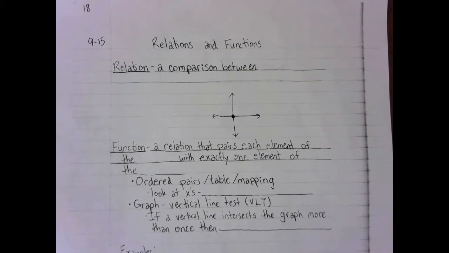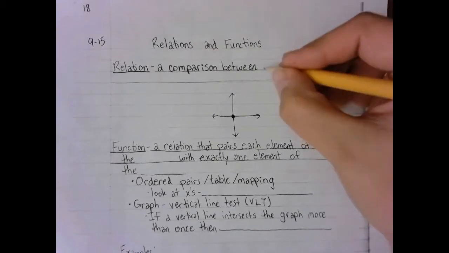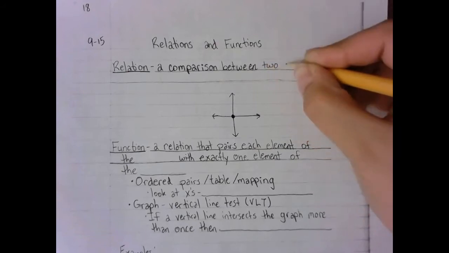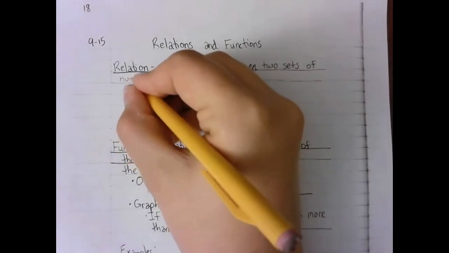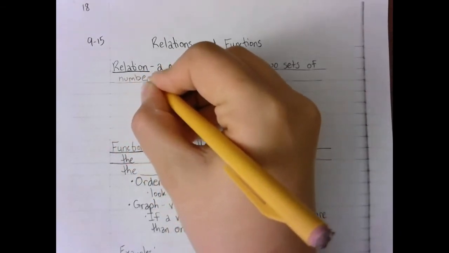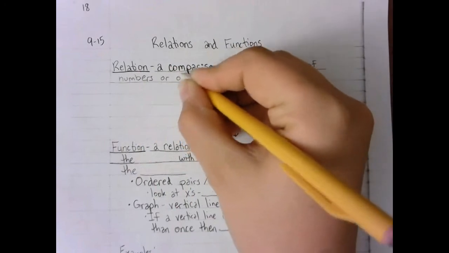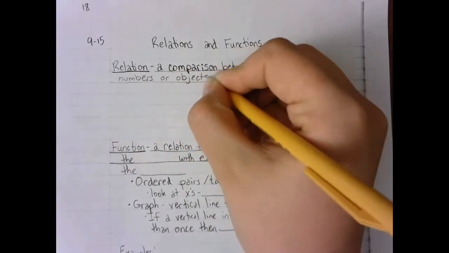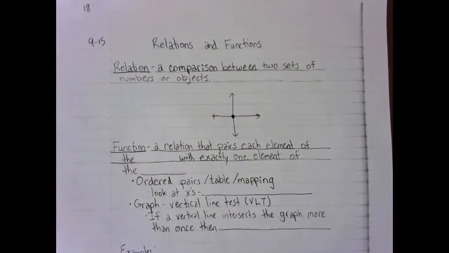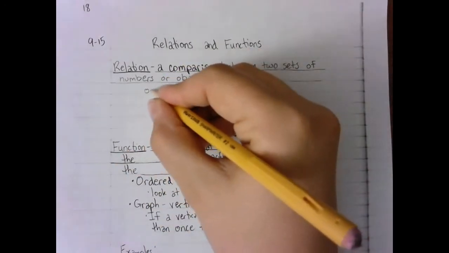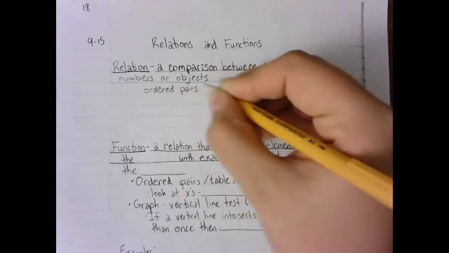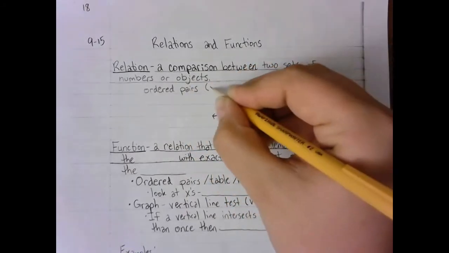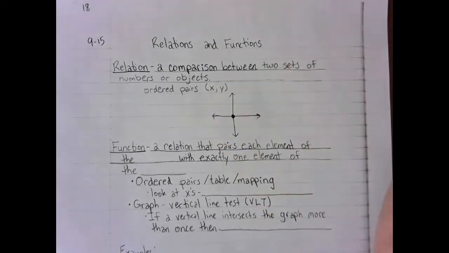A relation is a comparison between two sets of numbers or objects. So let's write that. A comparison between two sets of numbers or objects. For example, we've seen ordered pairs before. Those are put in parentheses and we always list x and then y.